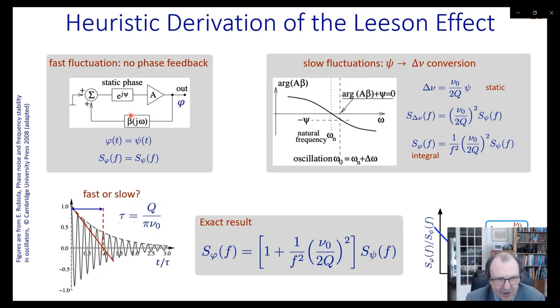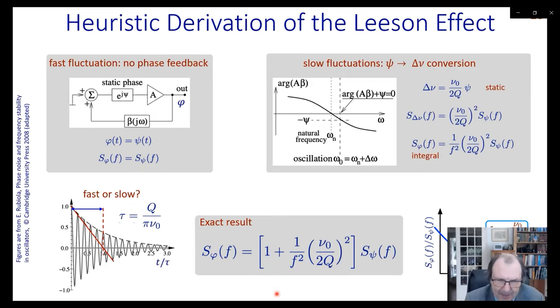When we join this result, S phi is related to S psi by this quantity in square brackets. Here, this is the term 1, which means the phase noise is just transferred from input to output here. And then we have the integral factor 1 over f squared with this coefficient. Well, we have derived this equation with heuristic reasoning, but this equation turns out to be exact.